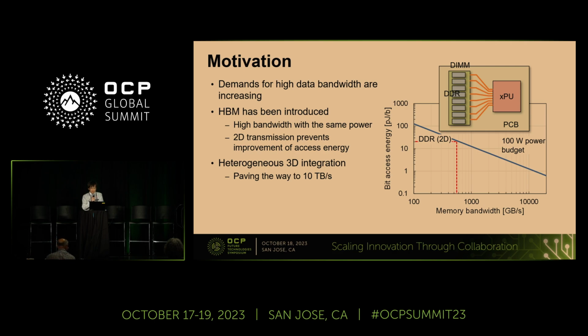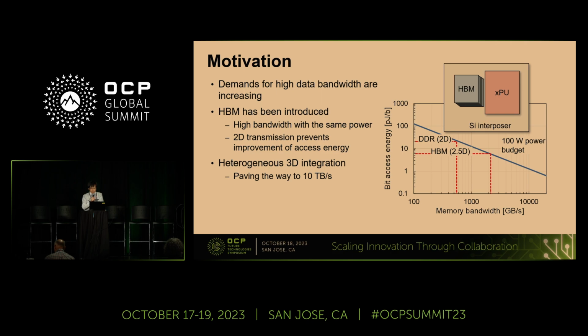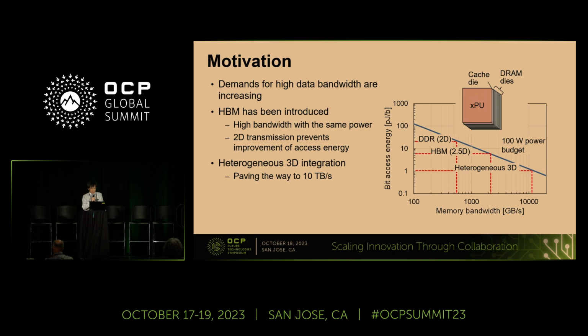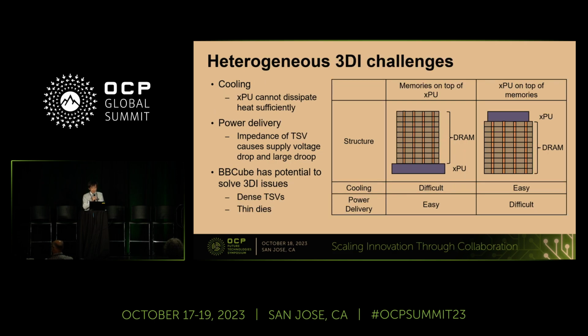Therefore, HBM has been introduced, but 2D transmission on silicon interposer prevents improvement of access energy. To solve this, heterogeneous 3D integration is proposed. For heterogeneous 3D integration, there are two approaches. One is memories on top of XPU, and the other is an XPU on top of memories. The issue of the left type is cooling. Since memories are on the top, the XPU cannot dissipate heat efficiently.